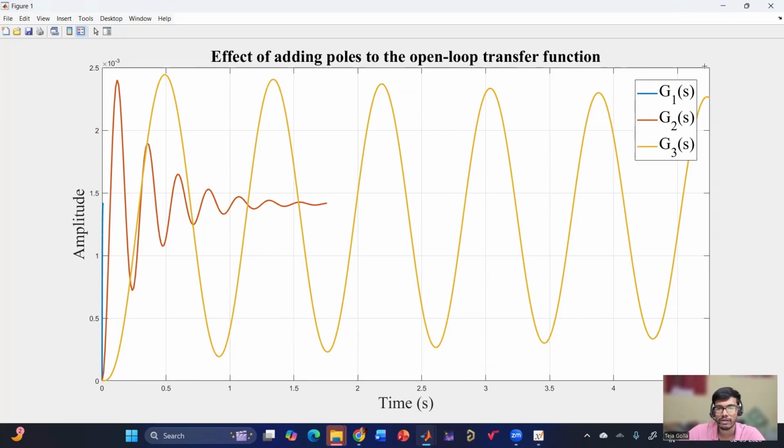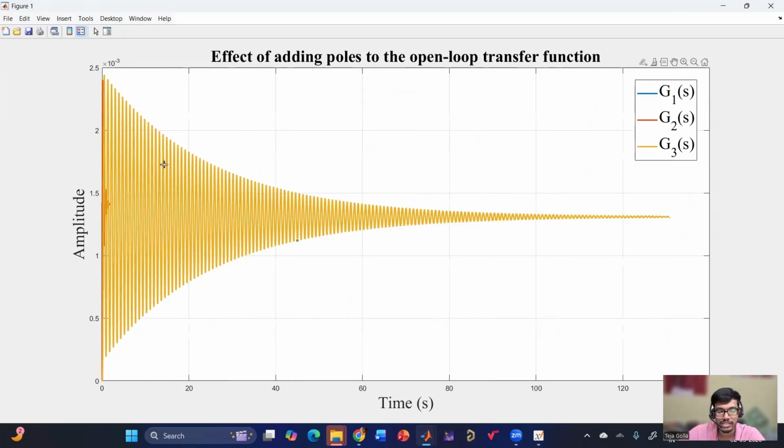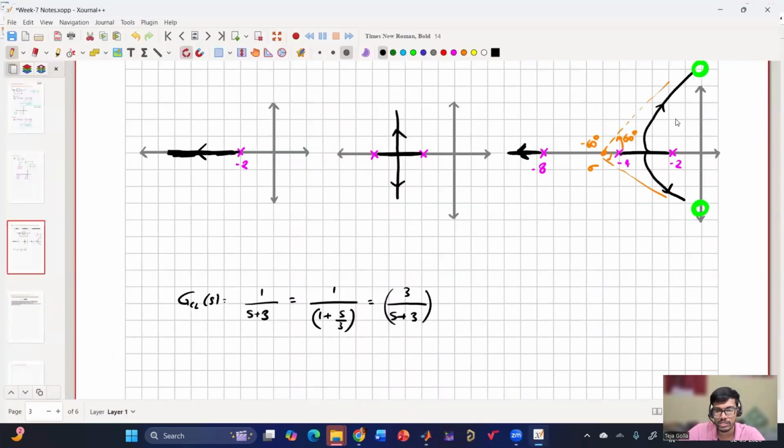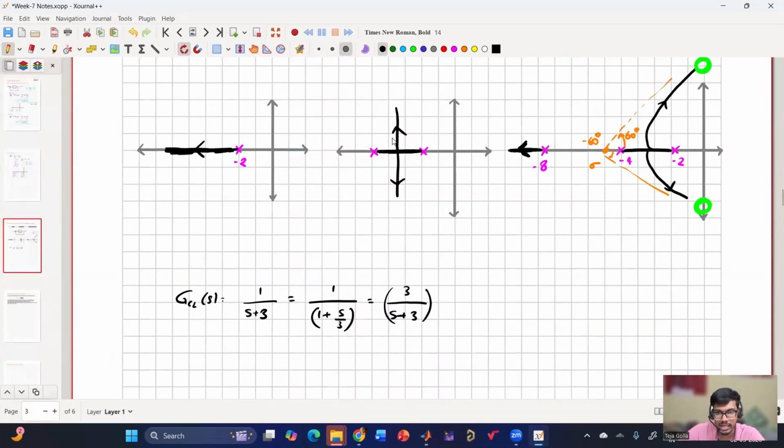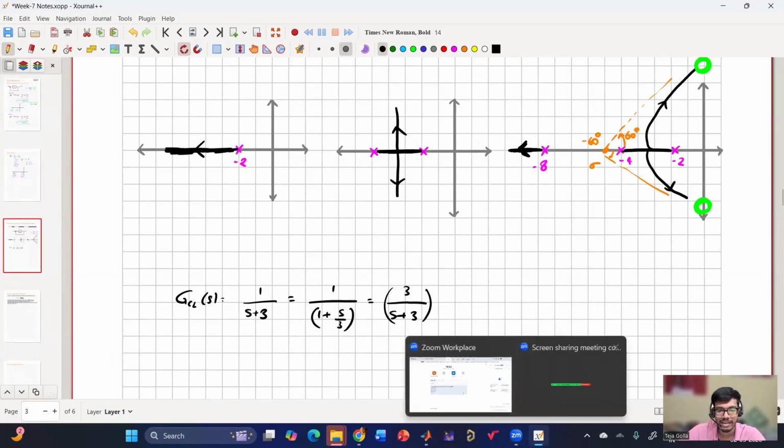They have died down. But for the yellow case, the oscillations are more because they are coming closer to the imaginary axis. Here, they're always on the same vertical line. And now the gain is less than 720.